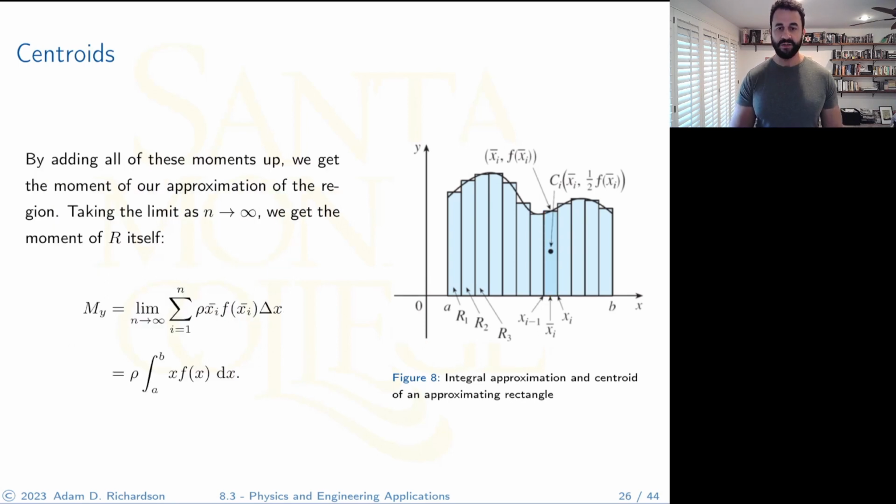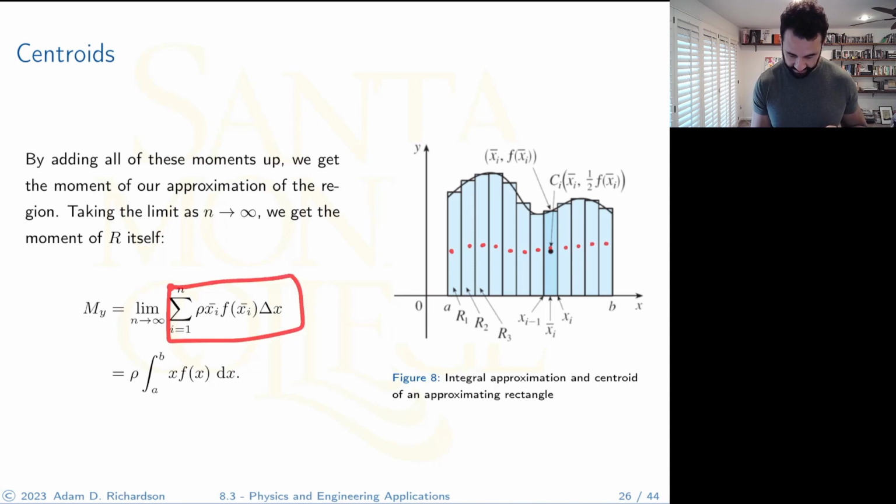Okay, and now what we're going to do is we're going to add all of those up. So if we want to find the moment of this region with respect to the y-axis, we're going to add up the moments of all of these non-overlapping rectangles. So this is where that second proposition comes in. We're going to add up all the moments of each one of these rectangles, and that's this piece right here. This is adding up the moments of all those rectangles.